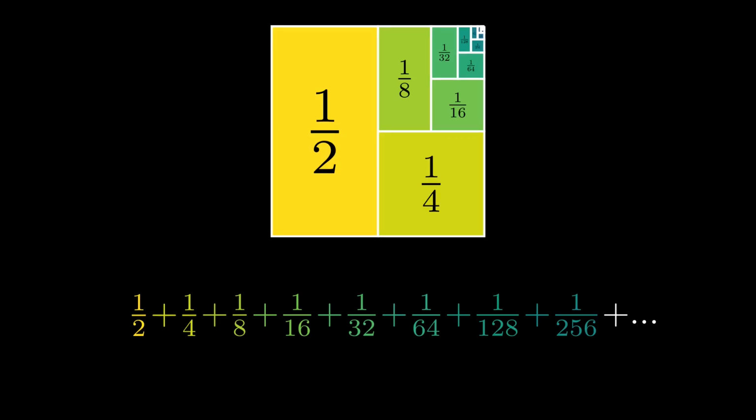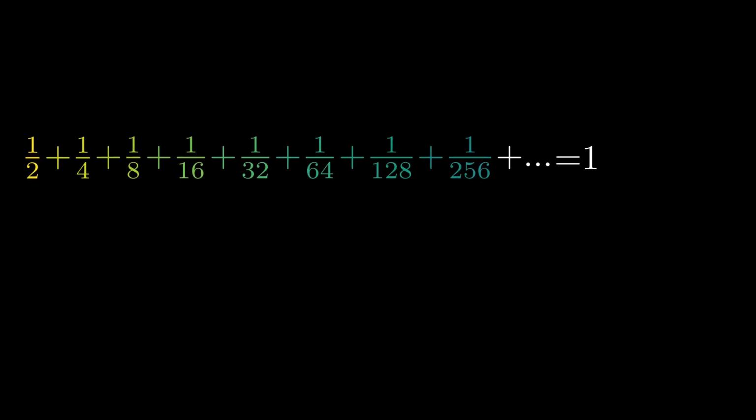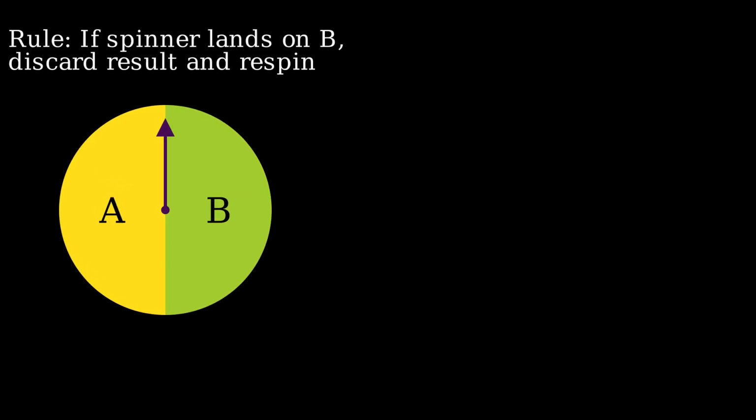In the background, I have the visual proof for showing that 1/2 plus 1/4 plus 1/8 and so on converges to 1. But what if I wanted to show what 1/3 plus 1/9 plus 1/27 equaled? I can't reuse any of my existing visual proof. That's when I started thinking in terms of probabilities, namely a spinner with different sections and a single simple rule.